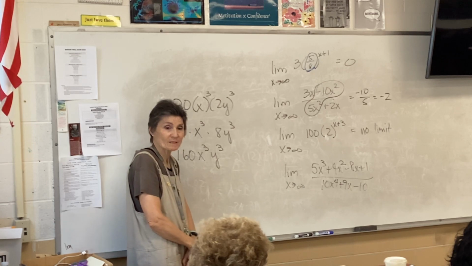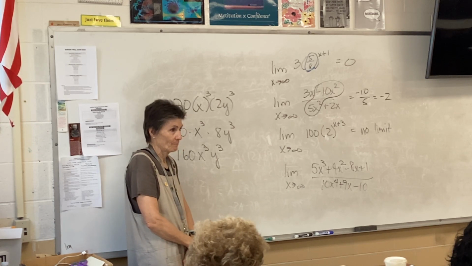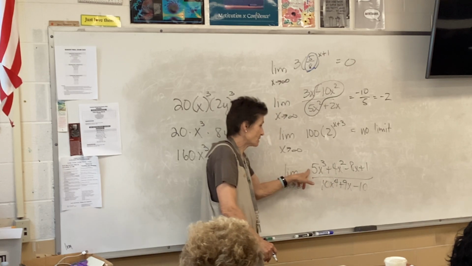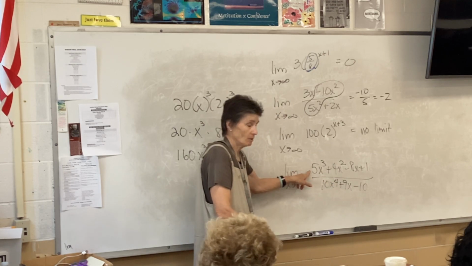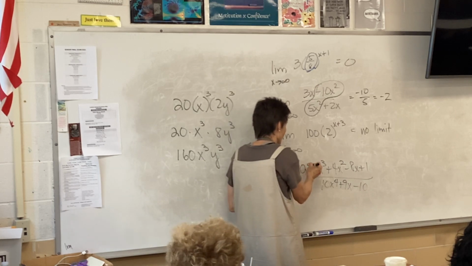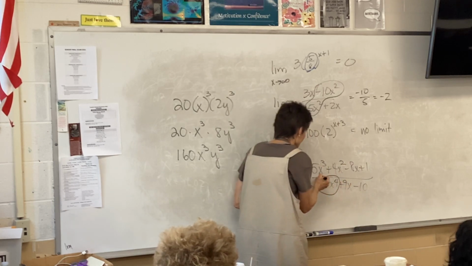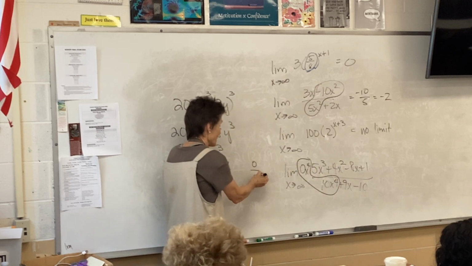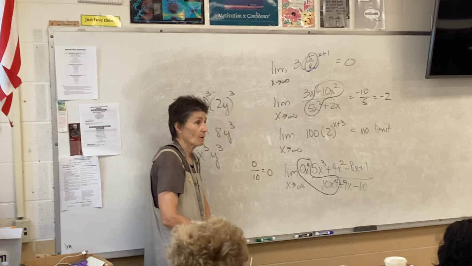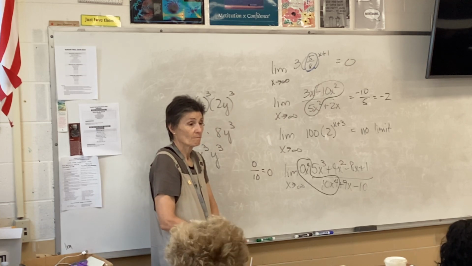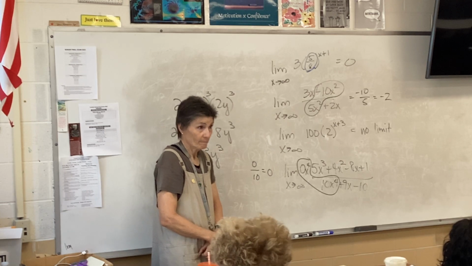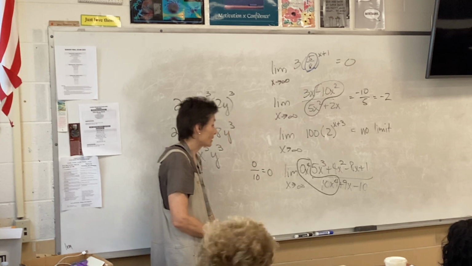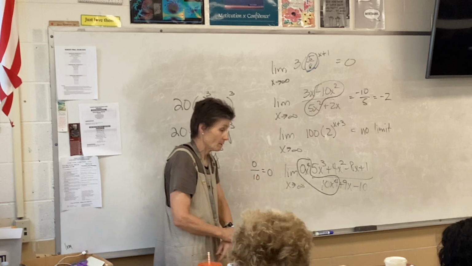Look at the exponents. What's the biggest exponent in the whole problem? 4, right there. That's the biggest one. Do I have any of those up here? No, so I'm gonna put one up there. I have no x to the 4ths on the top. Now I can box them in. So what do I have? 0 over 10, which is 0. Right? 0 divided by 10 is 0. So the limit of that one would be 0.